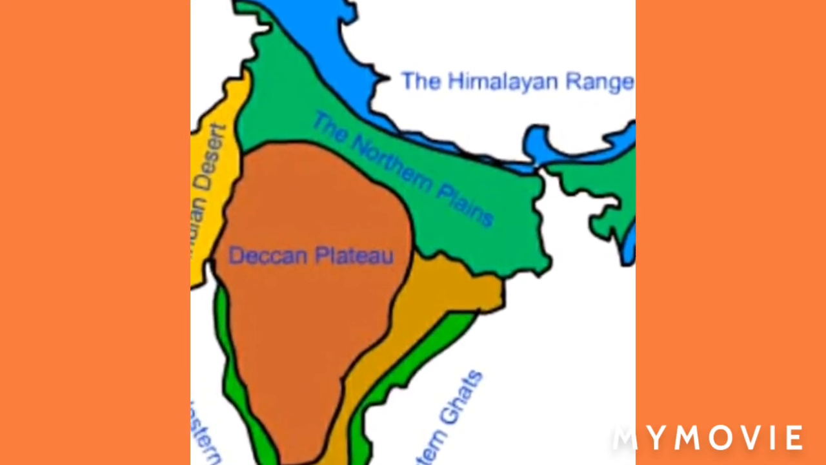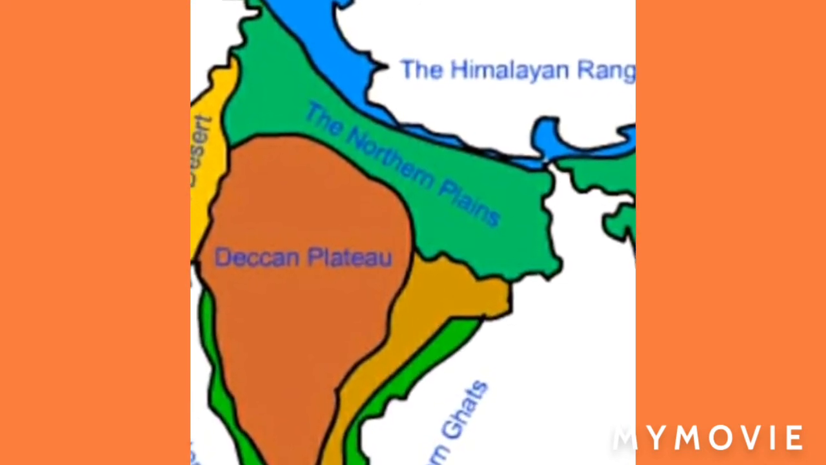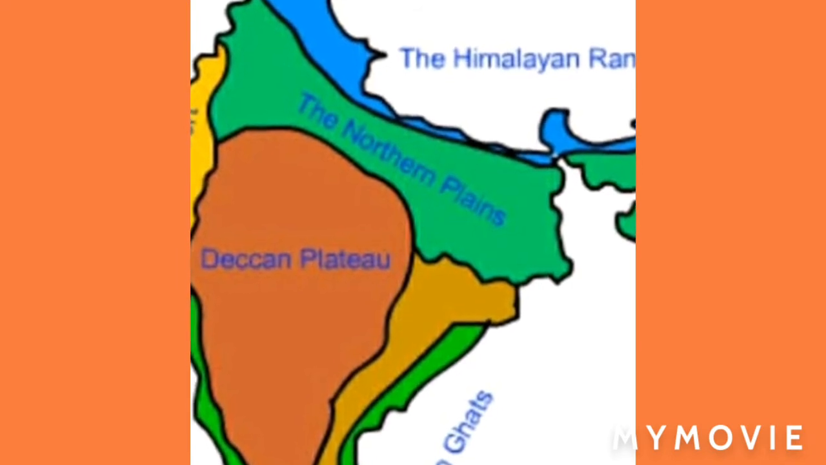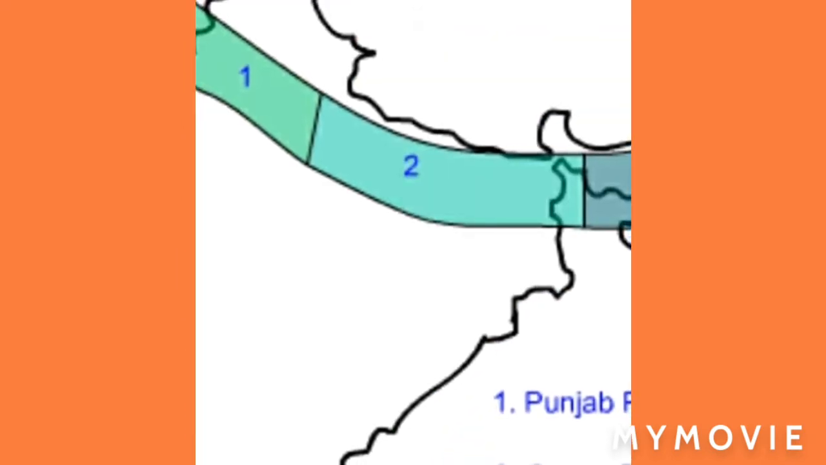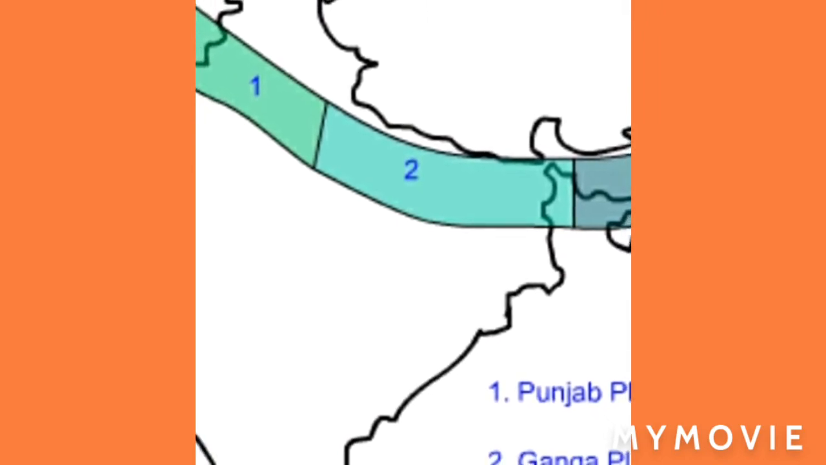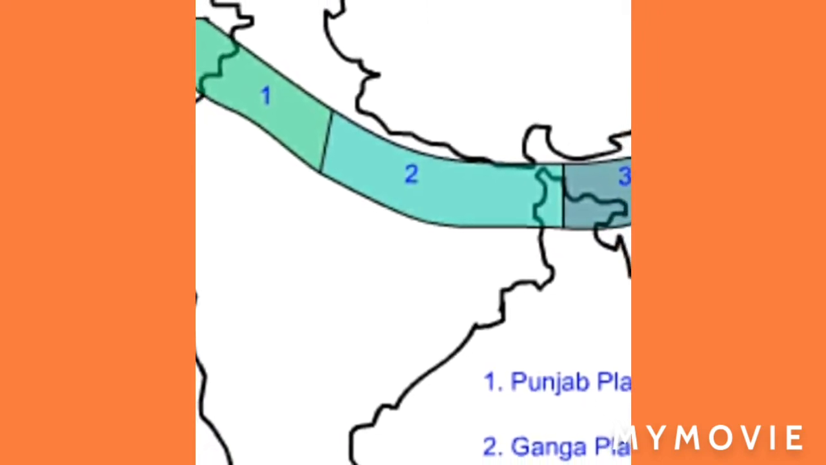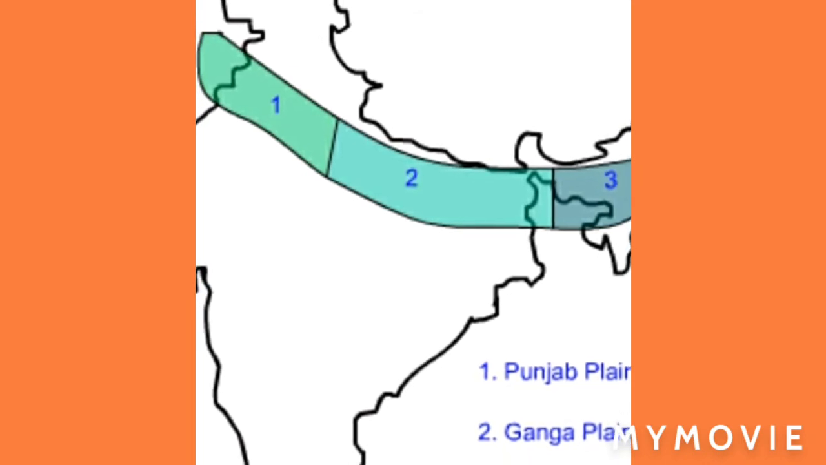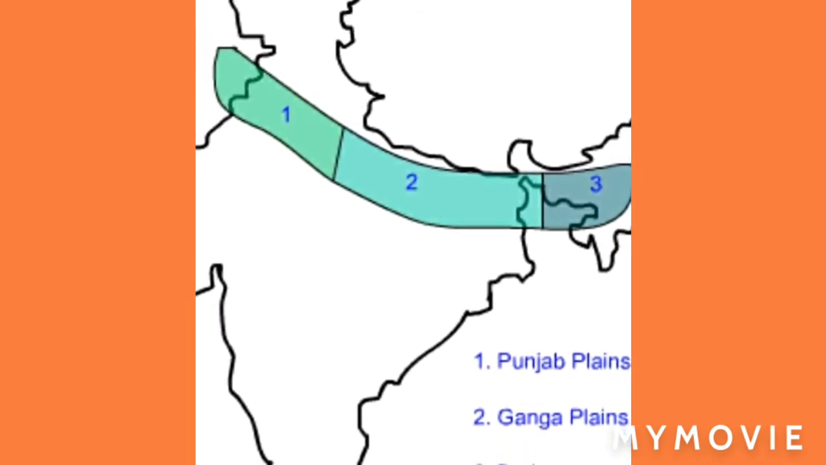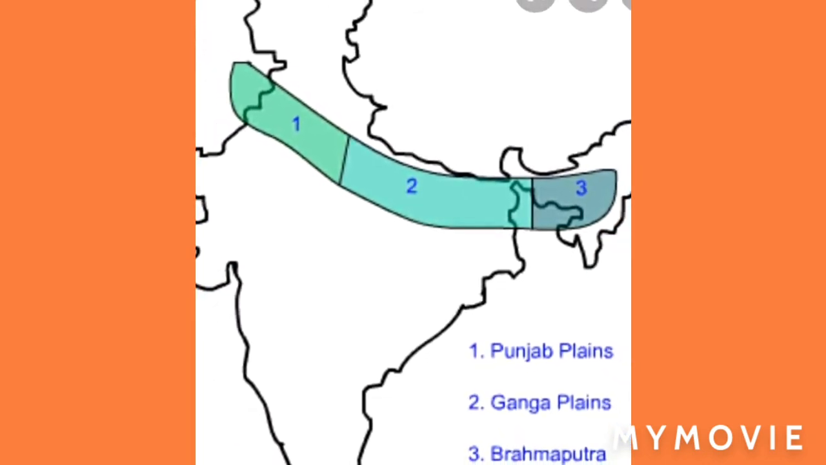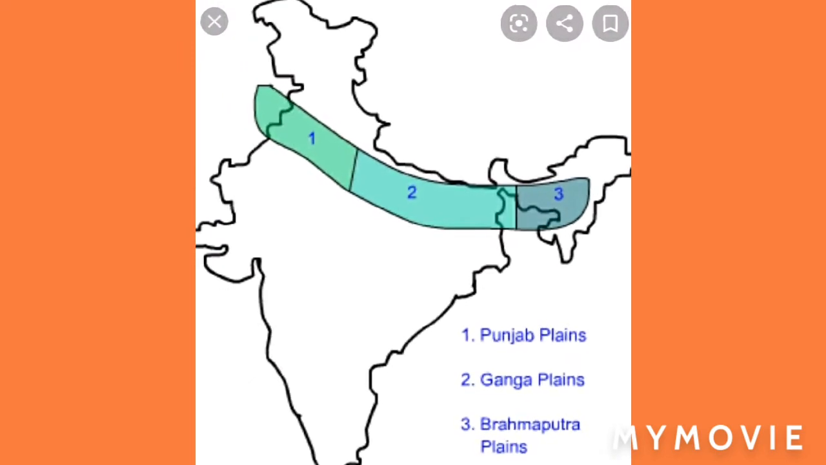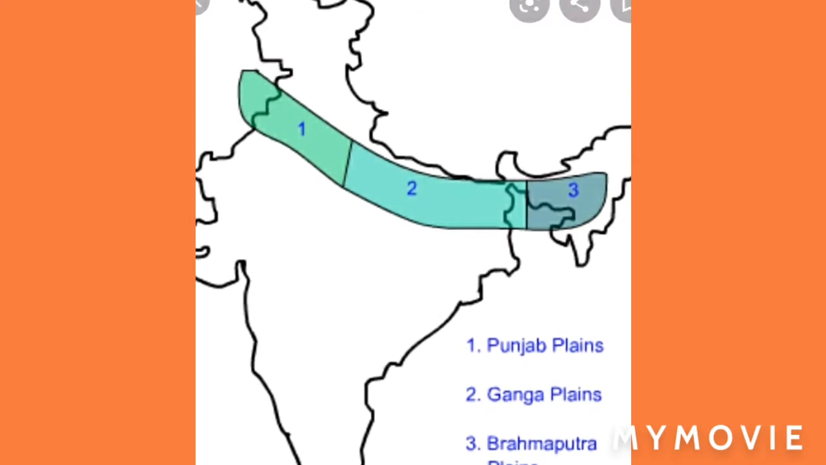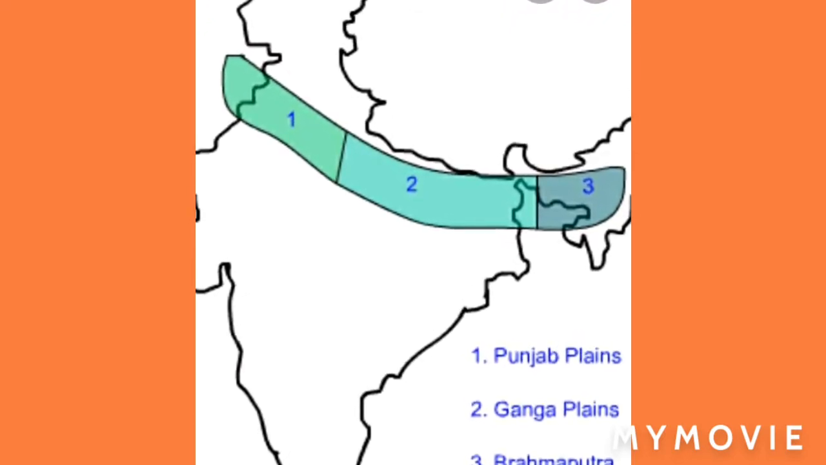The Northern Plains are broadly divided into three sections. The western part of the Northern Plain is referred to as Punjab Plains, formed by the Indus and its tributaries. The larger part of this plain lies in Pakistan. The Indus and its tributaries, the Jhelum, the Chenab, the Ravi, and the Beas and Satluj, originate in the Himalayas. This section of the plain is dominated by Doabs.